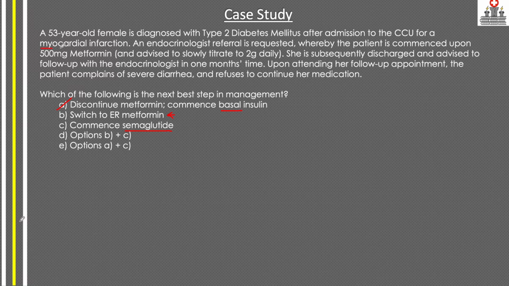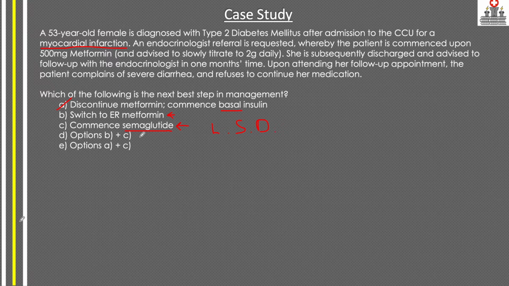Now, this patient's had a myocardial infarction, and if we remember in the ADA algorithm, they broke it down into ASCVD, atherosclerotic cardiovascular disease, heart failure, or CKD. If someone is either at risk for or has had a myocardial infarction, they need to be on a GLP-1 receptor agonist as well with cardiac benefit. The ones with cardiac benefit, like the drug LSD, that's liraglutide, semaglutide, dulaglutide. Okay, so options B and C appear to be correct.